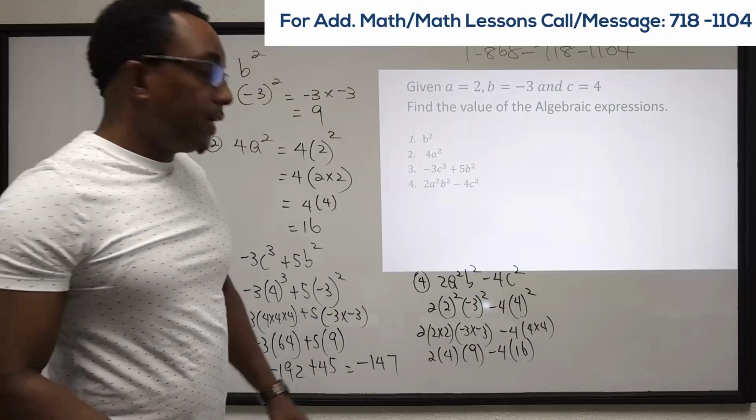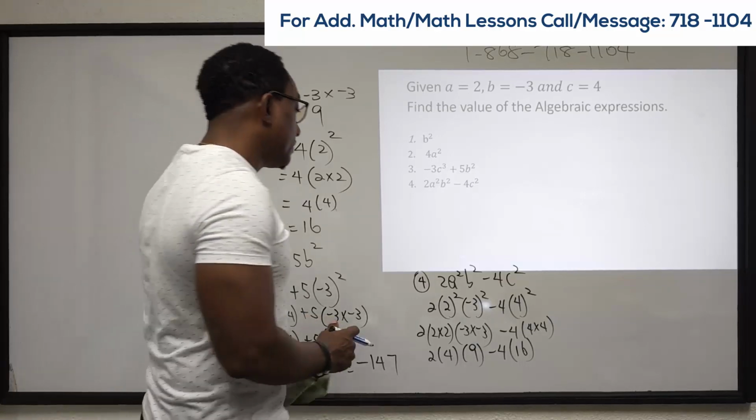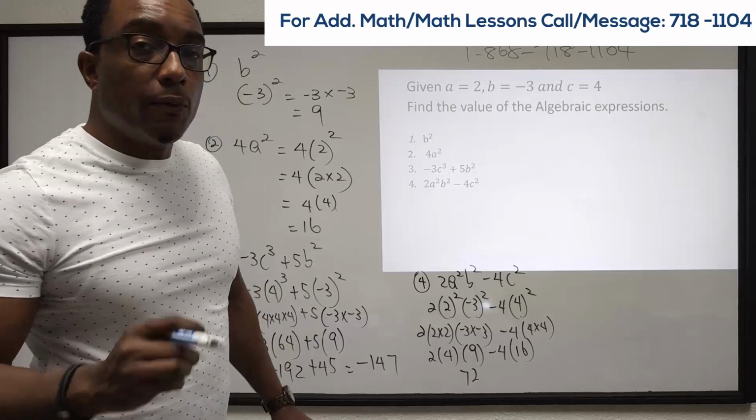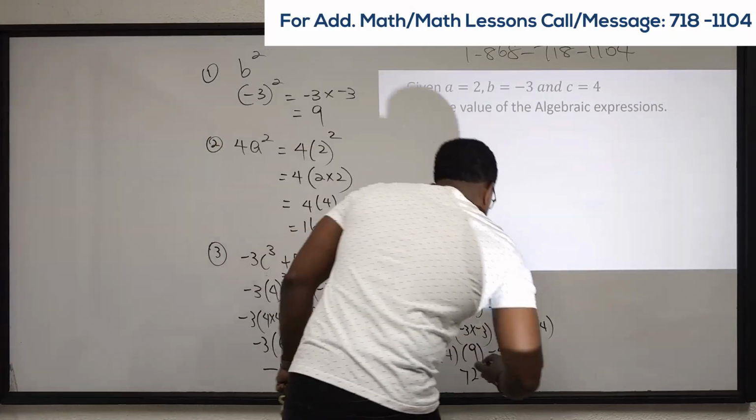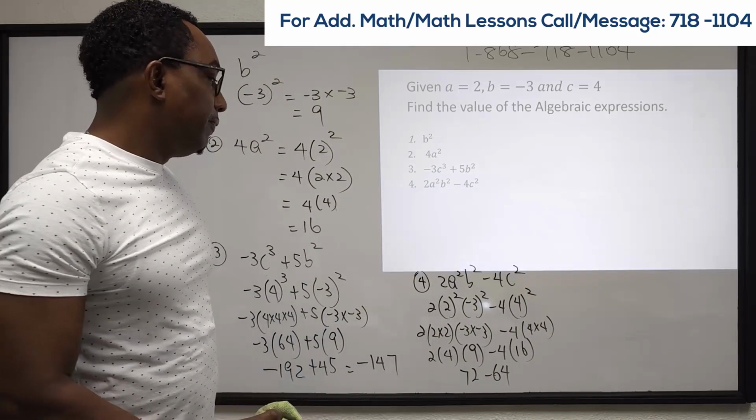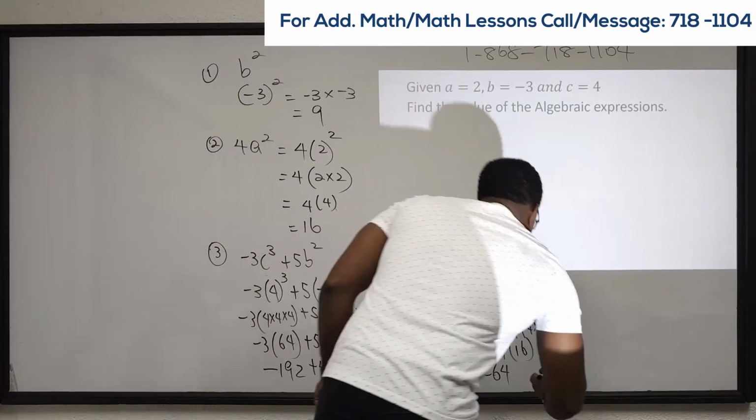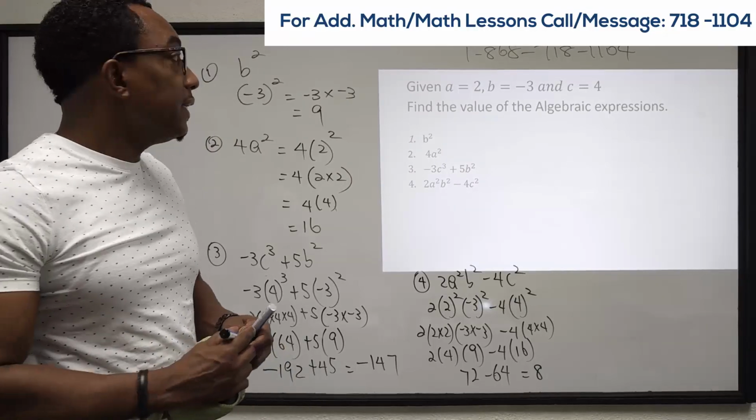So we're going to get here 2 by 4 is 8. And 9 by 8 will give us 72. And negative 4 by positive 16 will give us negative 64. And 64 from 72 will give us 8. So the answer for question 4 is 8.